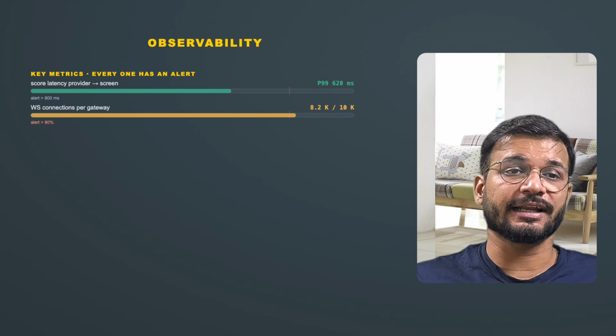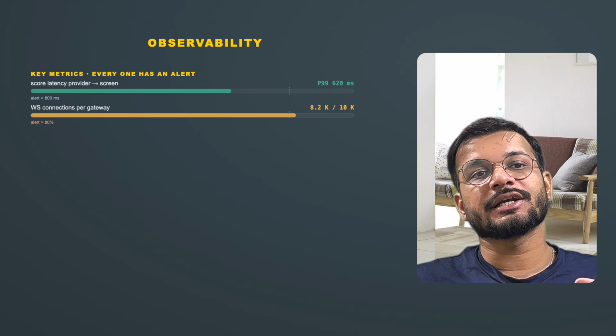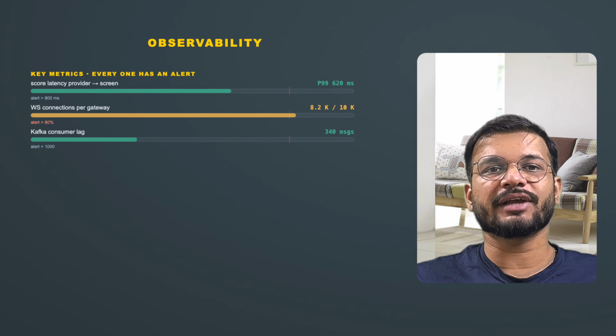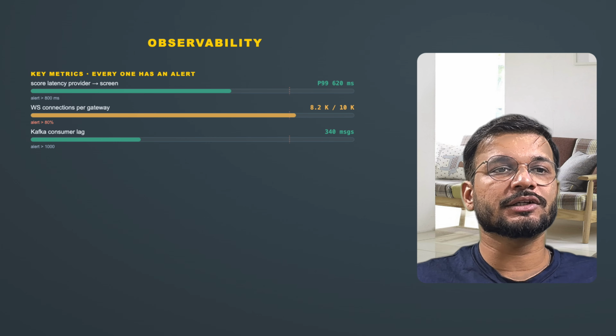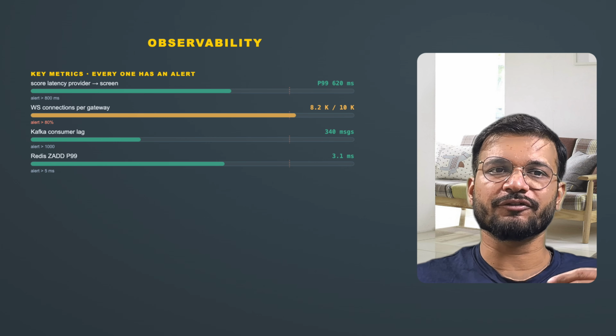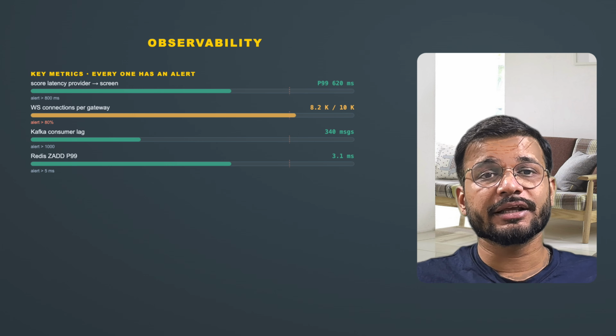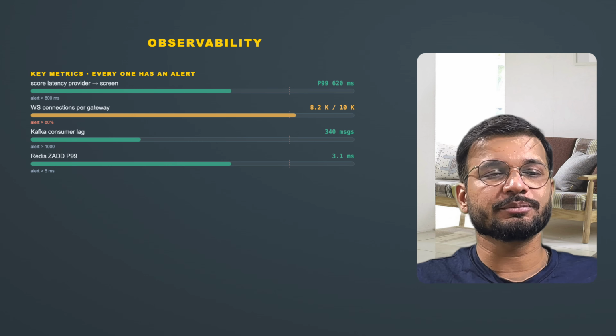Then we have the WebSocket connection count. That is about the active connections per gateway server. Alert if any server exceeds 80% capacity. Then we have the Kafka consumer lag for each consumer group, the fan out service and the leaderboard update. Alert if the lag exceeds 1000 messages.